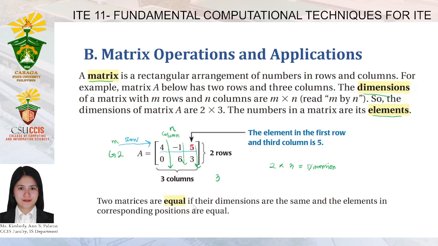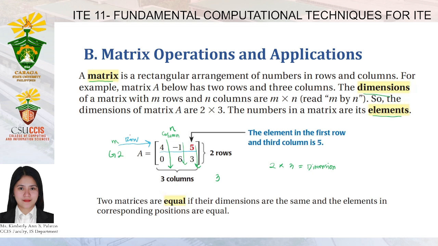A matrix is a rectangular arrangement of numbers in rows and columns. For example, matrix A below has 2 rows and 3 columns. The dimensions of a matrix with m rows and n columns are m times n, read as m by n. So, the dimension of matrix A is 2 by 3. The numbers in a matrix are its elements.